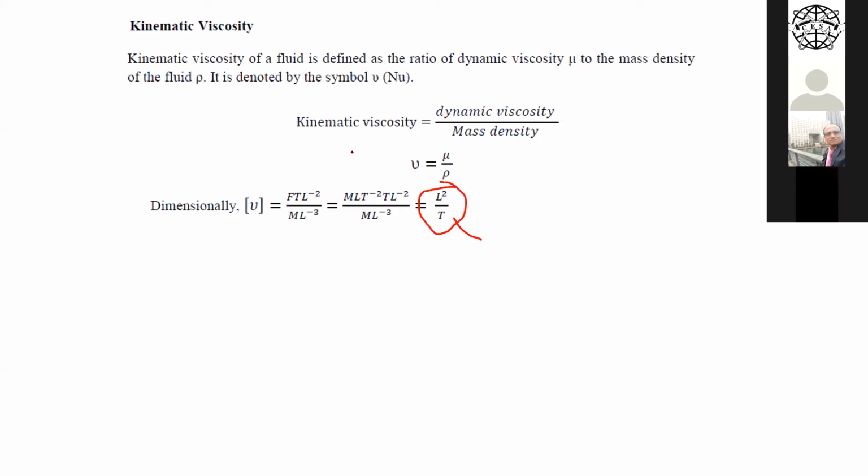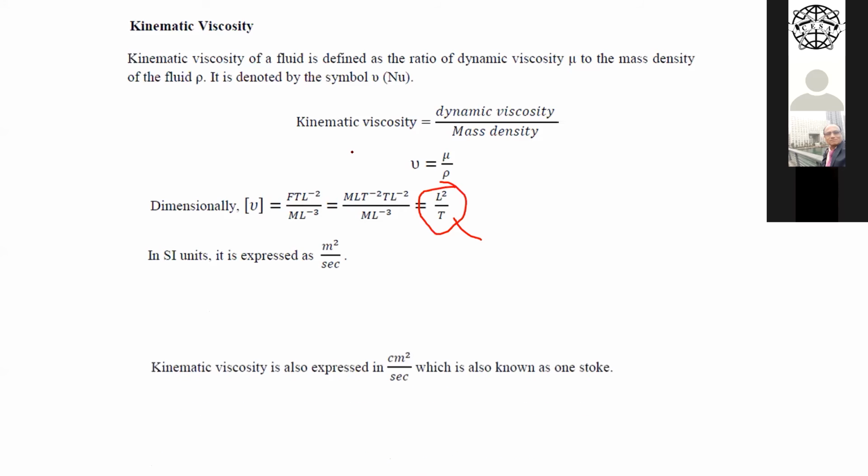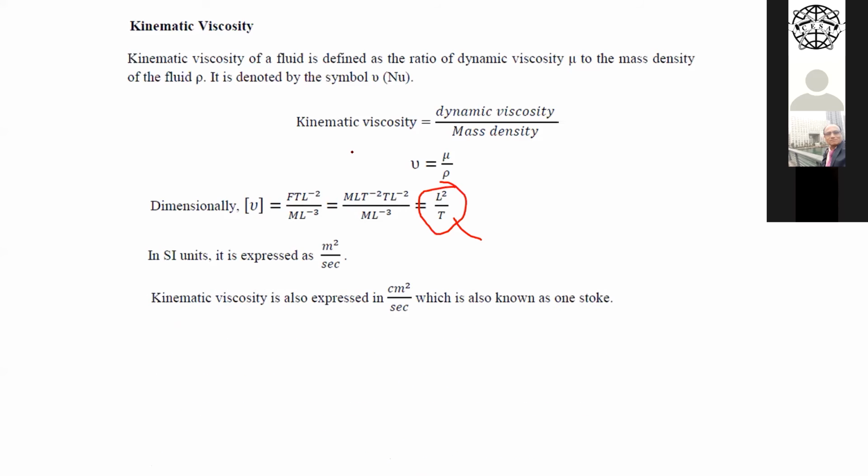So when you say length, it is meter square. Therefore, the unit is meter square per second. This is how you express it, or sometimes it is expressed as centimeter square per second, which is known as stokes. You might have heard of one stokes. Whenever they say one stokes, it is centimeter square per second.